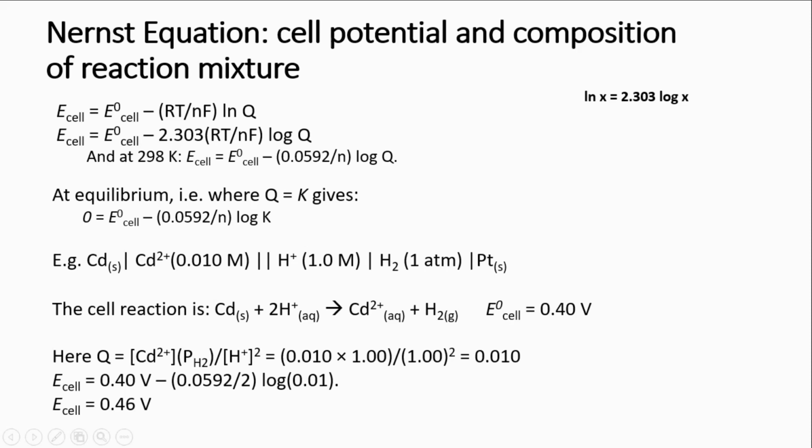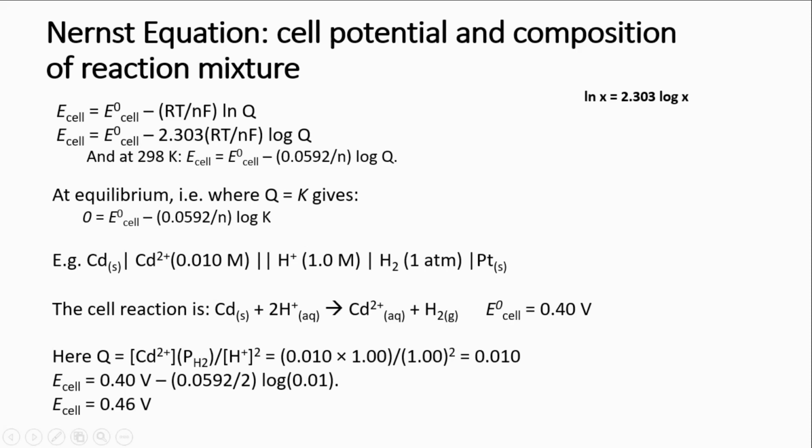Let's say you have a system where one of your half cells is a cadmium salt solution cell. You'll have cadmium as an electrode. In this case, the cadmium half cell is the anodic half cell, where we have a solid cadmium electrode and a cadmium salt solution of concentration 0.010 molar. And on the right hand side, that is our cathodic half cell, we have the standard hydrogen electrode.